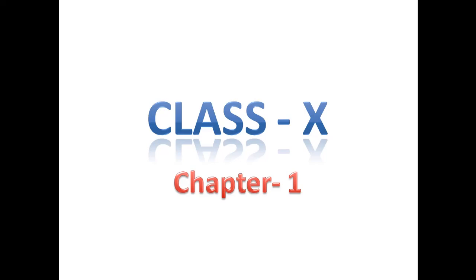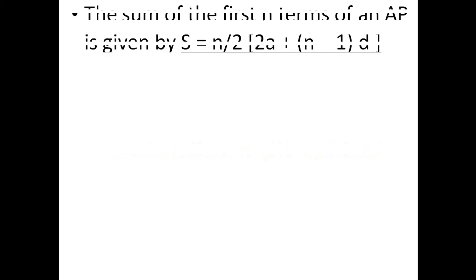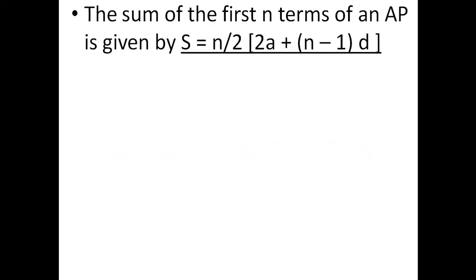Hello students, in this video we are going to learn the sum of the first n terms of an AP. To find this we have a set of formulas. Let us learn that. The first formula is: the sum of the first n terms of an AP is given by Sn equal to n by 2 into (2a plus (n minus 1) into d). This is the first formula.